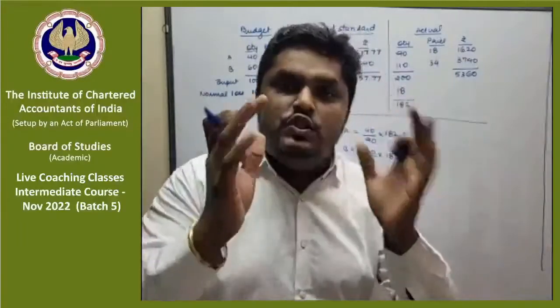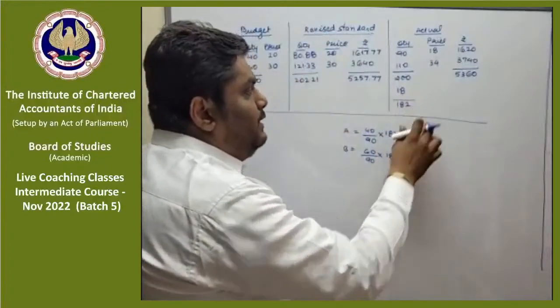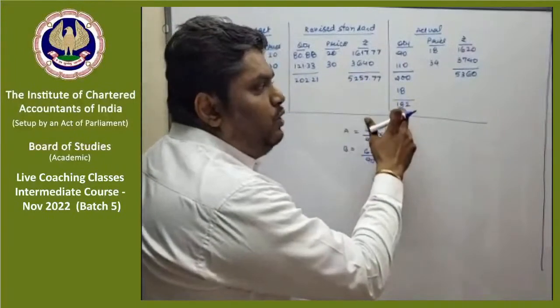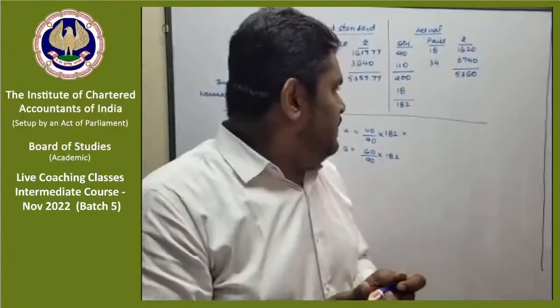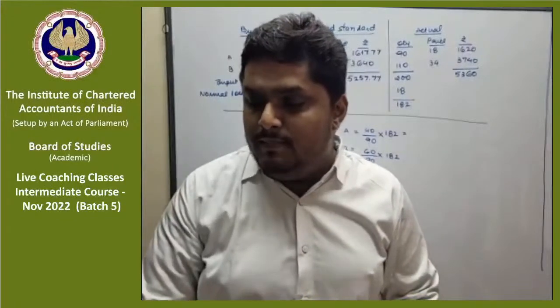So, in short, I repeat again, for manufacturing 182 units, this much cost should be incurred, and for manufacturing 182 units, this much is the cost actually incurred. So, if you guys have any doubts till now, you can ask me.